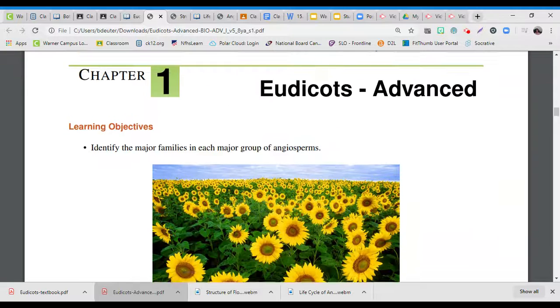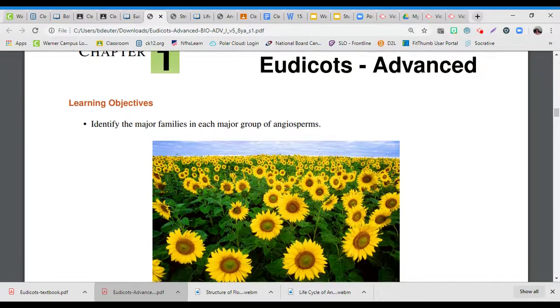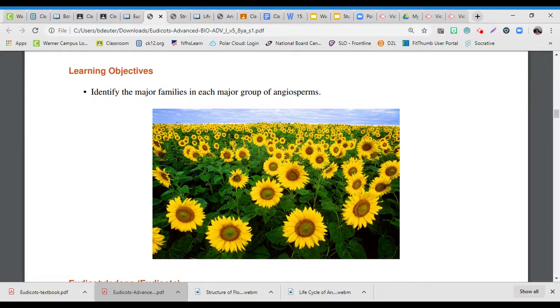Okay, so today we're going to talk a little bit about Eudicots. These are also known as dicots, and this is the largest group of angiosperms. This has all the major families for angiosperms, or our flowering plants.